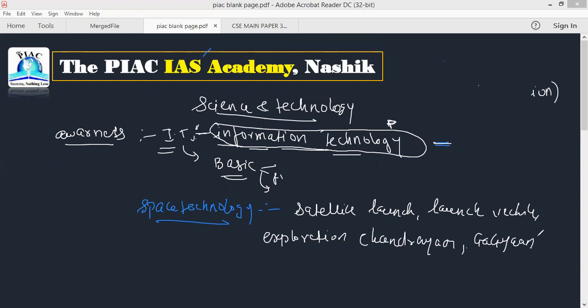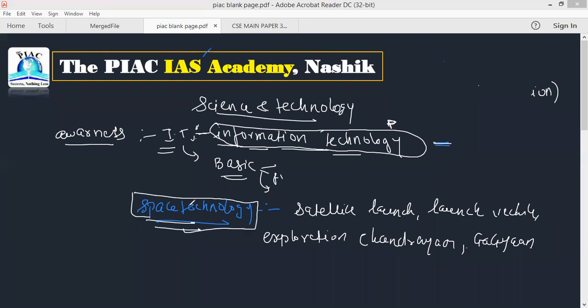Space technology means you explore space and try to answer the questions in front of human beings, such as how the universe was created or originated, and other matters also. The technology developed for exploration and research is called space technology. So it is totally related to your space part.